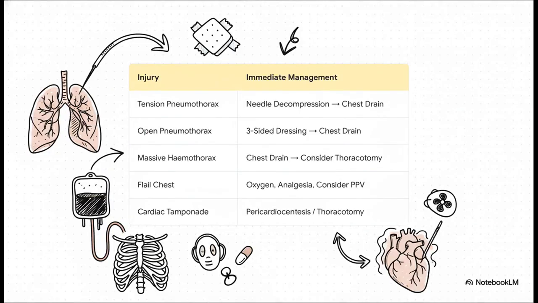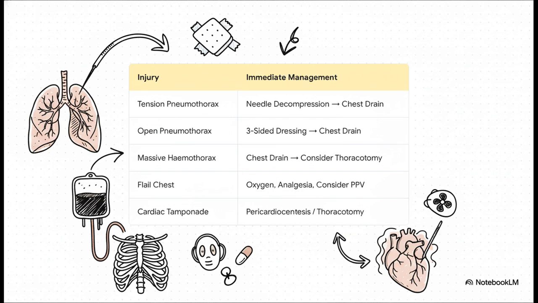Look, this table right here, this is exam gold. You should basically have this memorized. It's all about pattern recognition. Let's run through them. You see a patient with a deviated trachea, hypotension, and absent breath sounds? That's a tension pneumothorax. Your immediate move? Needle decompression followed by a chest drain.